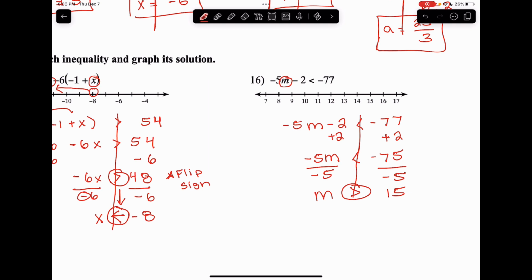Since there is no line underneath, I have an open circle, and my arrow is pointing towards the right. So my line will go towards the right side.